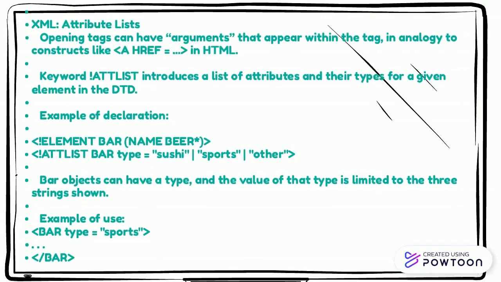XML attribute lists. Opening tags can have arguments that appear within the tag, in analogy to constructs like a href equals in HTML. Keyword ATTLIST introduces a list of attributes and their types for a given element in the DTD. Example of declaration. Element bar, name, beer asterisk. ATTLIST bar type equals sushi, sports, other. Bar objects can have a type, and the value of that type is limited to the 3 strings shown. Example of use. Bar type equals sports, /bar.